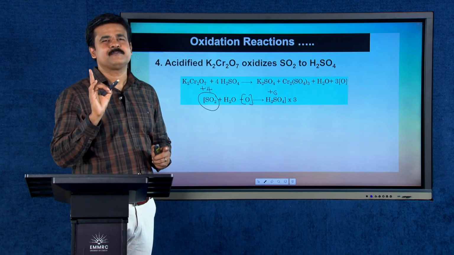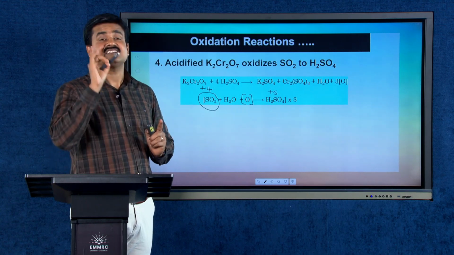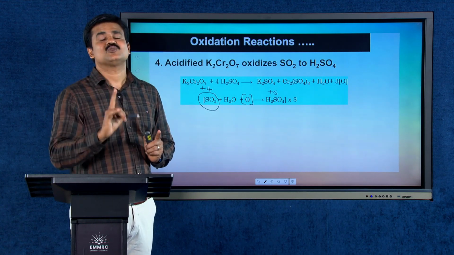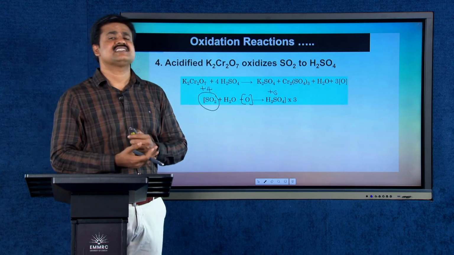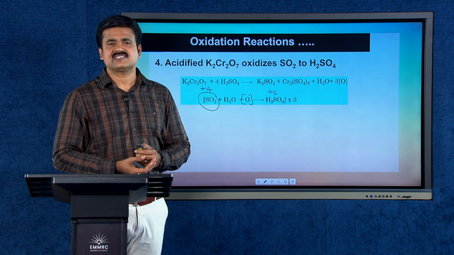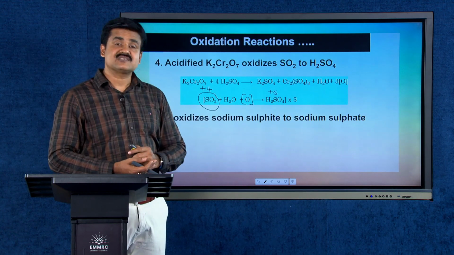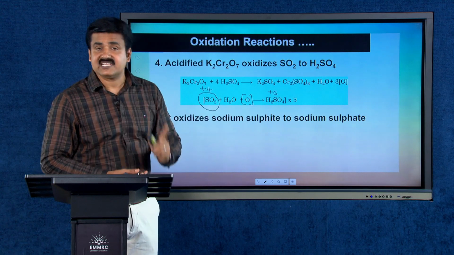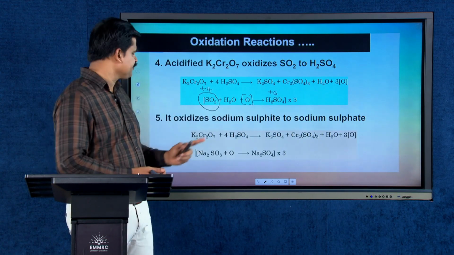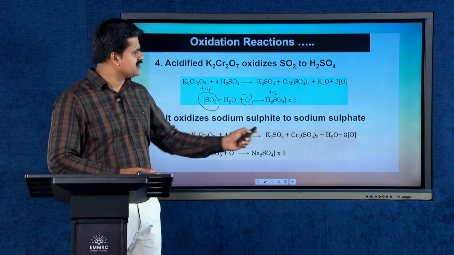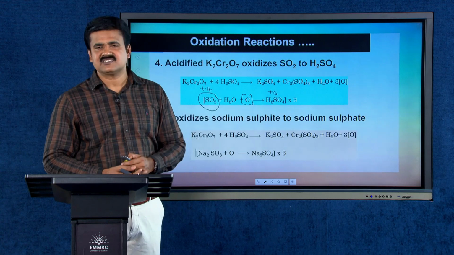So, it is clear that acidified potassium dichromate acts as an oxidizing agent, or acidified potassium dichromate oxidizes SO2 to sulfuric acid. So, it is very well clear that there are several oxidation reactions shown by acidified potassium dichromate. There is one more example. This acidified potassium dichromate oxidizes sodium sulfite, that is Na2SO3, to sodium sulfate, as per this equation. Look at the second reaction only. The first reaction is common everywhere, and you have to put 4 water molecules to get a perfectly balanced equation.